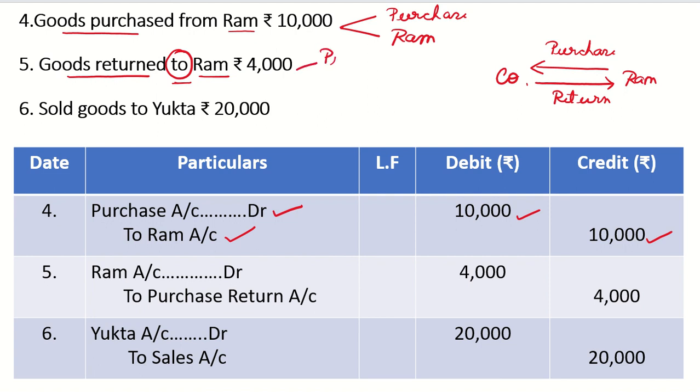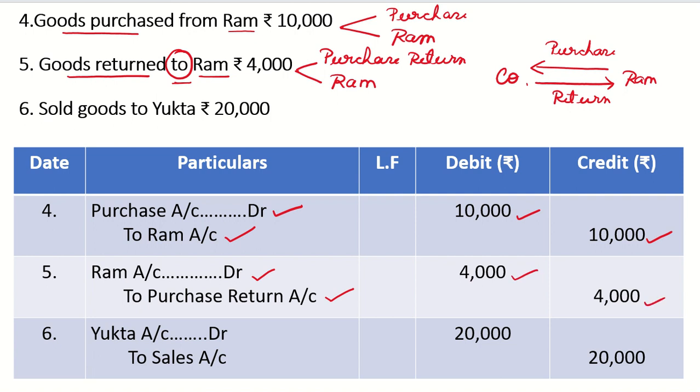So first entry is what? Purchase return account. Now, to whom are we returning it? We are returning it to Ram. So second account is what? Ram's account. Now, Ram is the receiver of the goods. We are returning it to him. So, debit the receiver. So Ram account will be debited to purchase return account rupees 4,000.